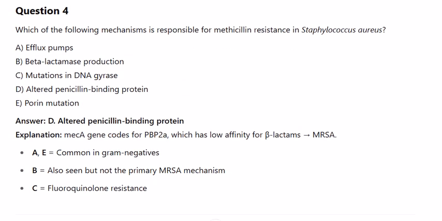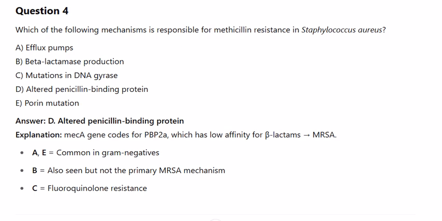Question 4. Which of the following mechanisms is responsible for methicillin resistance in Staphylococcus aureus? A. Efflux pumps. B. Beta-lactamase production. C. Mutations in DNA gyrase. D. Altered penicillin binding protein. E. Porin mutation. Answer D. Altered penicillin binding protein.